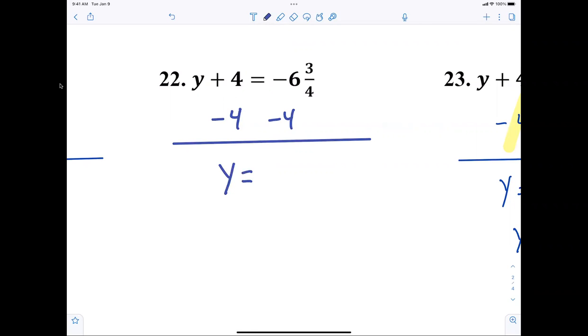Negative 10 and 3/4. That is correct. See, we don't have to do anything because we're adding them together. The 6 and the 4 make the 10 and the 3/4 comes along. So that's why it's negative 10 and 3/4. All right, if we were subtracting, it would be a little bit different. Anybody have any questions with 22?